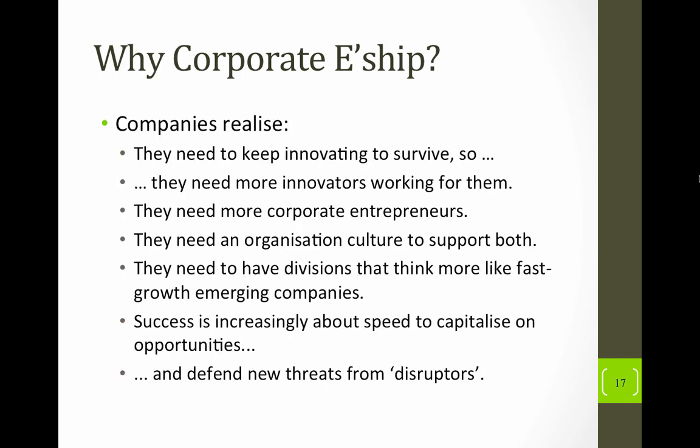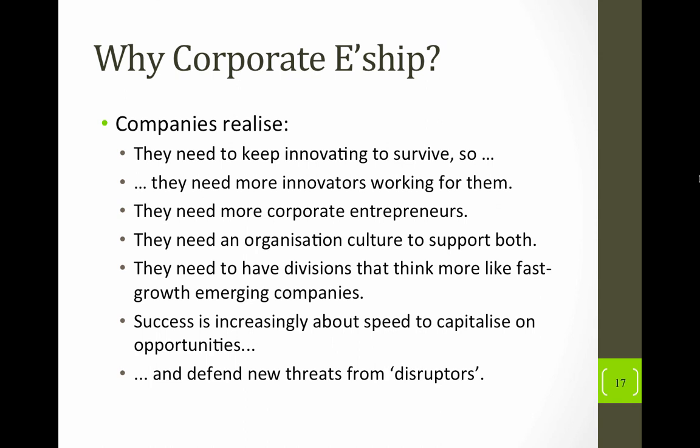So why would companies try to do this? Well, they realise that the business environment is getting more and more challenging. Competitors arrive more quickly, new technologies evolve, customers are very well informed and they change their preferences. So they need to keep innovating to survive, which means they need to employ innovators. They need more corporate entrepreneurs, and they need the organisational culture to support them.